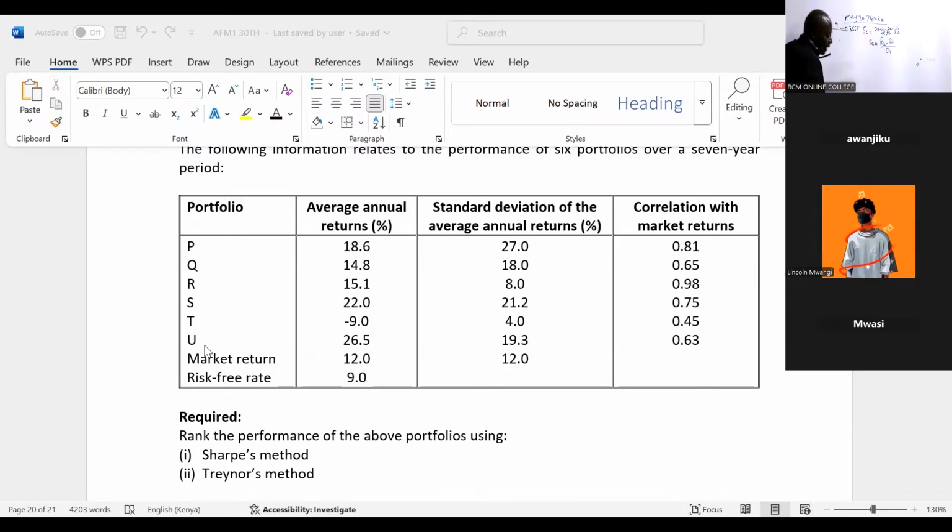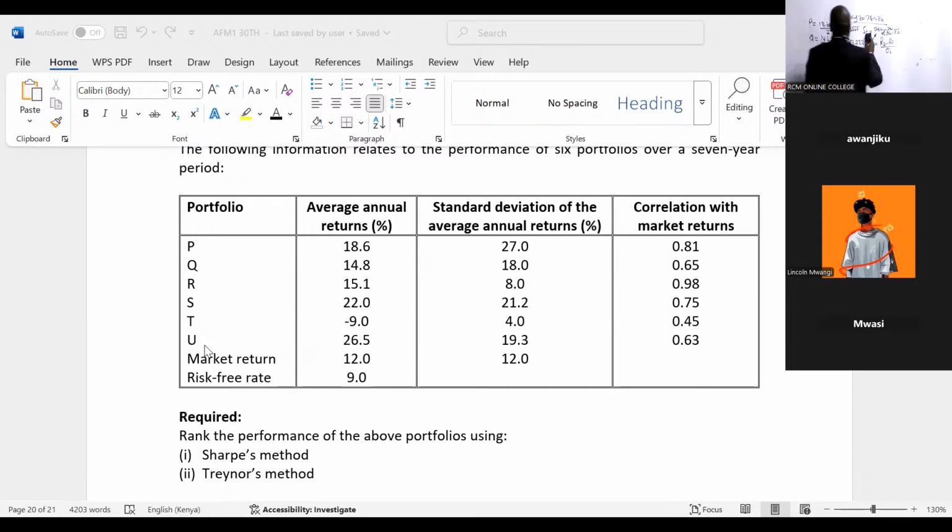From there, we go to Q. The average return of Q is 14.6. Risk-free does not change. Standard deviation of Q, which I can read there, is 18. So this one gave you what figure? 0.322. From there we go to R. The average return of R is 15.1, minus 9, all over the standard deviation there, which is 8. Which ended up giving you 0.7625.